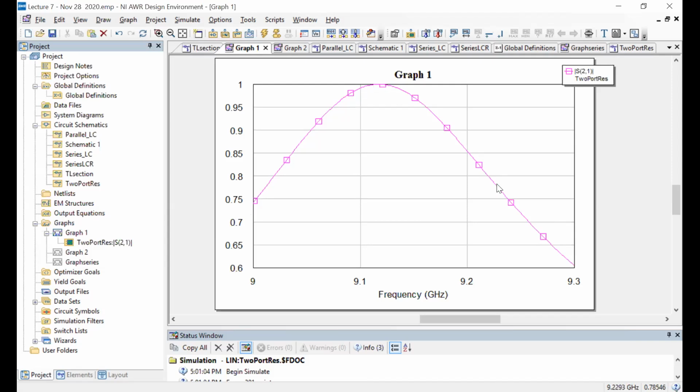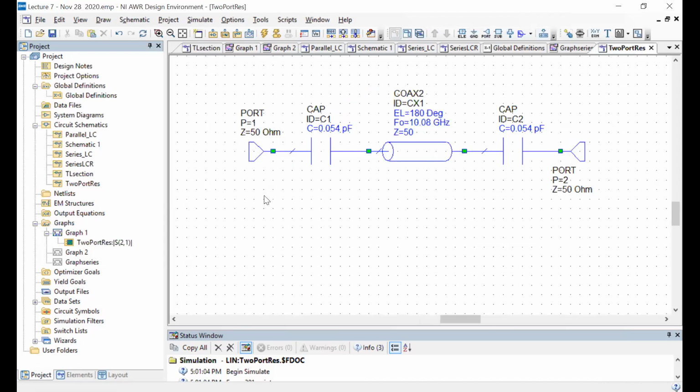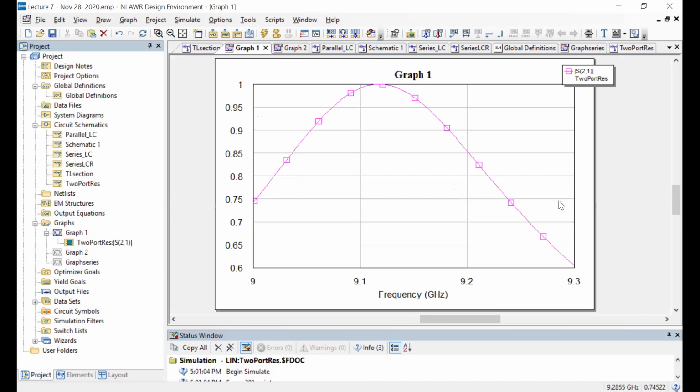Okay. Now, Joydeep, if I have plotted the quantity S21, which is the transmission from left to right, and if I looked at the reflection at port 1, what would I see? Given that you know this.